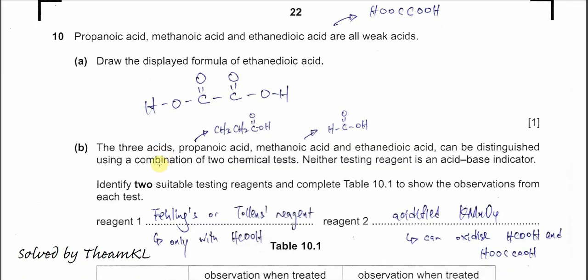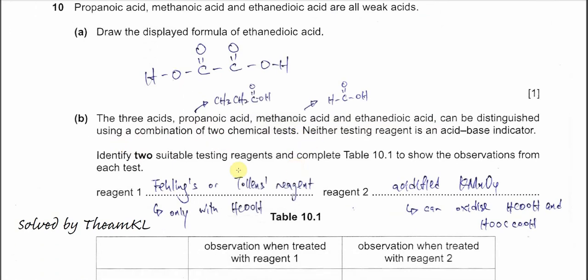And the three acids, propanoic acid, methanoic acid, and ethane dioic acid, can be distinguished using a combination of two chemical tests. So we cannot use acid-base indicator. Identify two suitable testing reagents and complete Table 10.1 to show the observations. Of course, the best two reagents are Tollens' reagent and the acidified KMnO4.